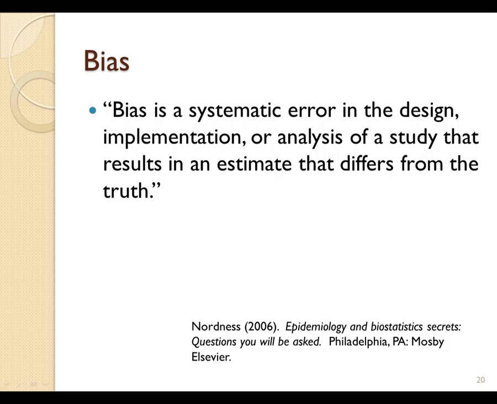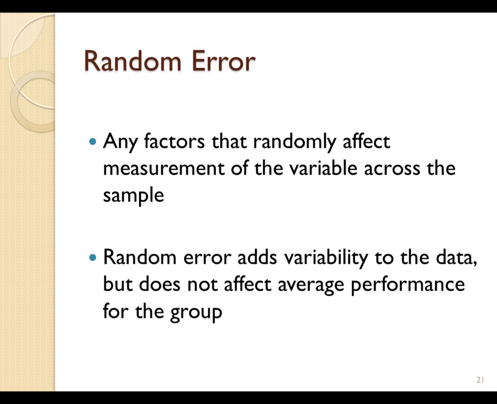Now, Nurs defines bias as a systematic error in the design, implementation, or analysis of a study that results in an estimate that differs from the truth. Bias can create a spurious association when there really is no association. It can mask an association when one really exists, and bias is primarily introduced by the investigator or study participants. Bias does not mean that the investigator is prejudiced. It can arise in all study types and occurs in the design and conduct of the study. It can be evaluated, but not fixed in the analysis phase.